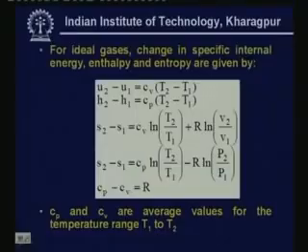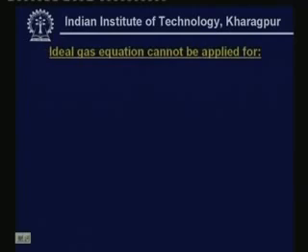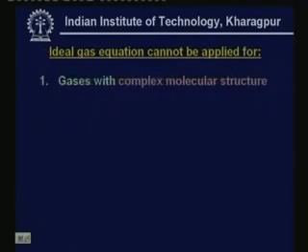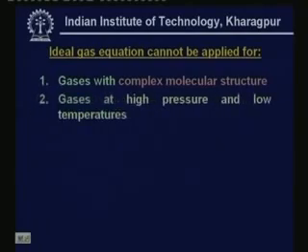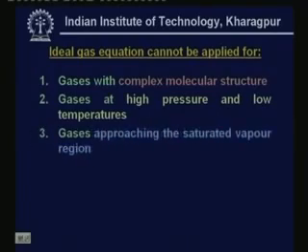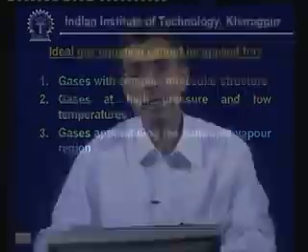Now let us look at real gases. The ideal gas equation cannot be applied for gases with complex molecular structure, and you cannot apply the ideal gas assumption also when the gases are at high pressure and low temperatures, and when the gases approach the saturated vapor region. Under these conditions, applying the ideal gas equation will result in significant errors. Then how do we handle these situations? For these situations we have slightly more complex equations of state, which, the more complex they are, the more accurate.